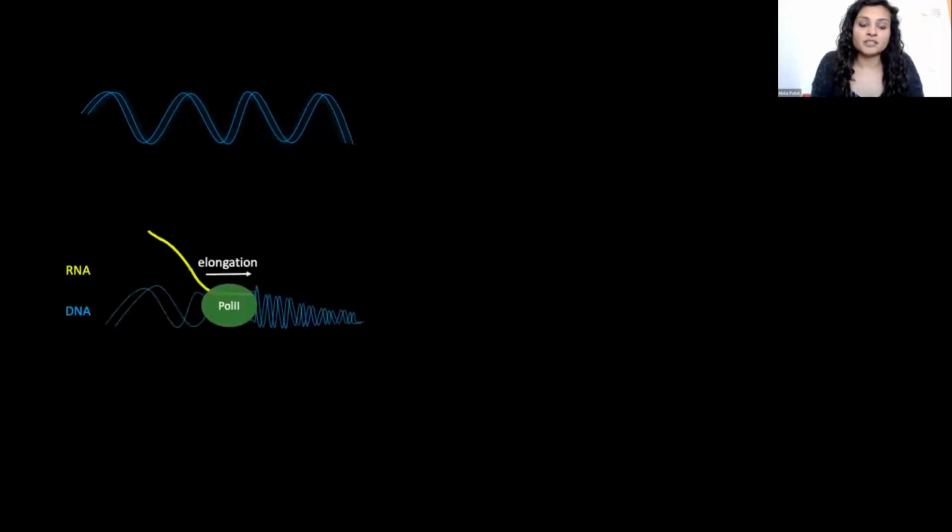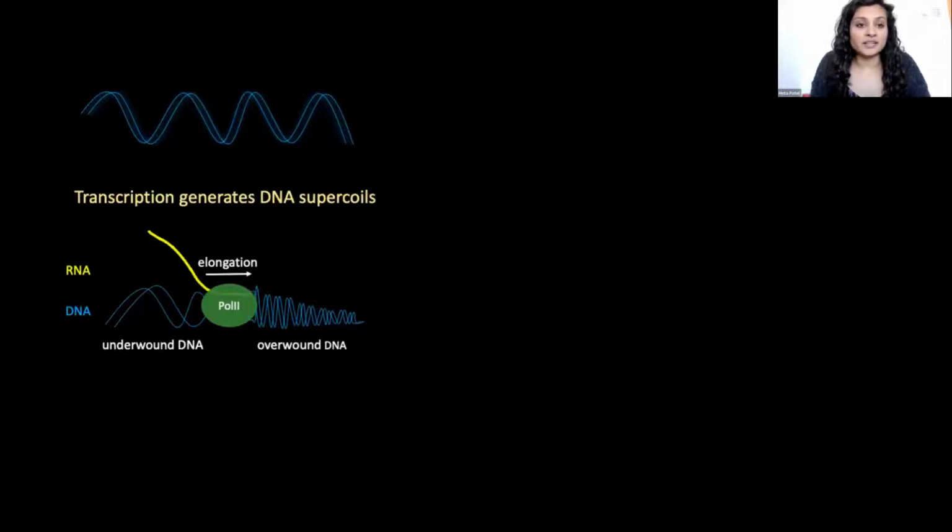And one such process is transcription, where an elongating polymerase unwinds the DNA so it can copy the DNA to RNA. And as the polymerase elongates, it overwinds the DNA ahead and underwinds the DNA behind. This deviation of the DNA structure from its relaxed state is known as DNA supercoiling. So transcription generates DNA supercoils, but DNA supercoils can also differentially influence transcription.